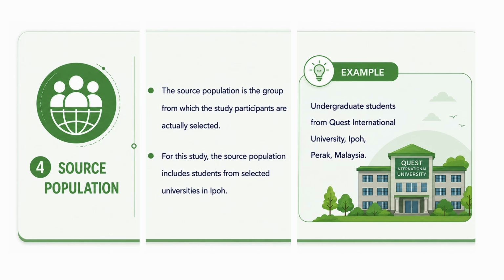From the source population, we have to get the list of all students. From those lists, you will select the samples randomly. Okay.